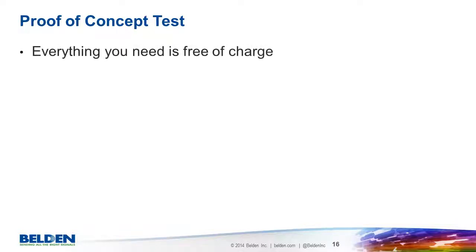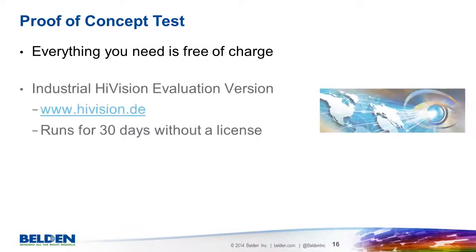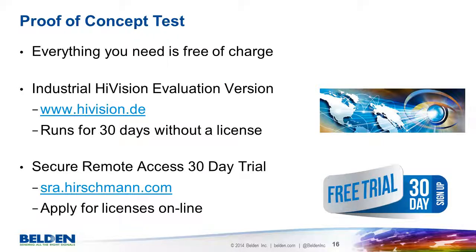On that subject, if remote access to Industrial HiVision interests you, why not try a proof of concept test? Obviously, it goes without saying that a proof of concept test cannot be conducted on a live network. No problem. Everything you need for the test is available today free of charge. Download and install Industrial HiVision onto a PC. It will run for 30 days with 100% full functionality. During this period, you do not need a license. Go to our secure remote access microsite and request a 30-day trial. All licenses will be emailed to you.